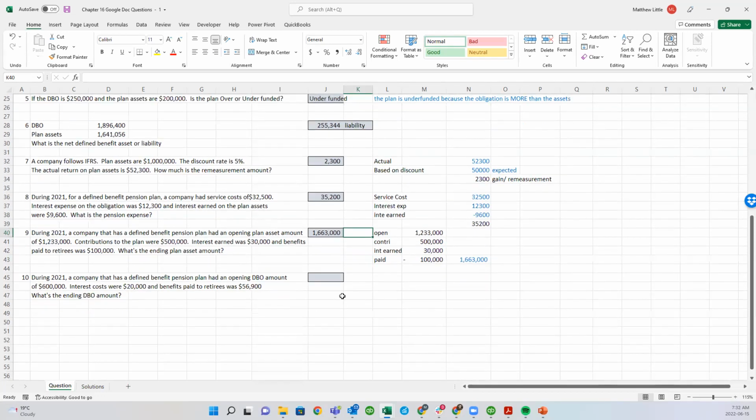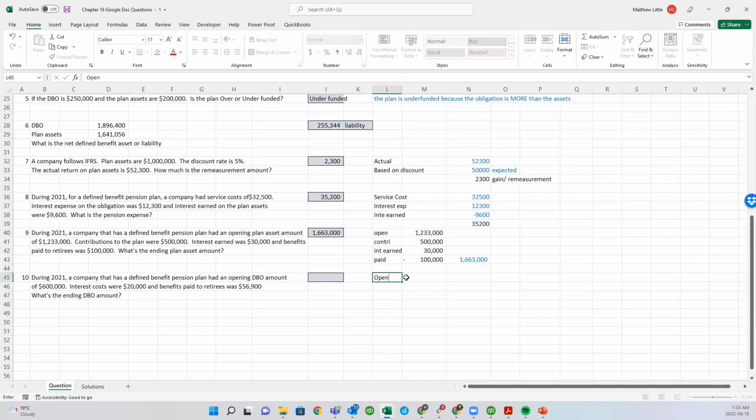In this last example, before we look at a worksheet, it says during 2021, a company that has a defined benefit pension plan had an opening DBO amount of $600,000, so the obligation side. Interest costs were 20, benefits paid to retirees was 56.9. And because we're told that there's no other interest calculation, we're assuming the interest cost equals the actual. So the expected versus actual are the same.